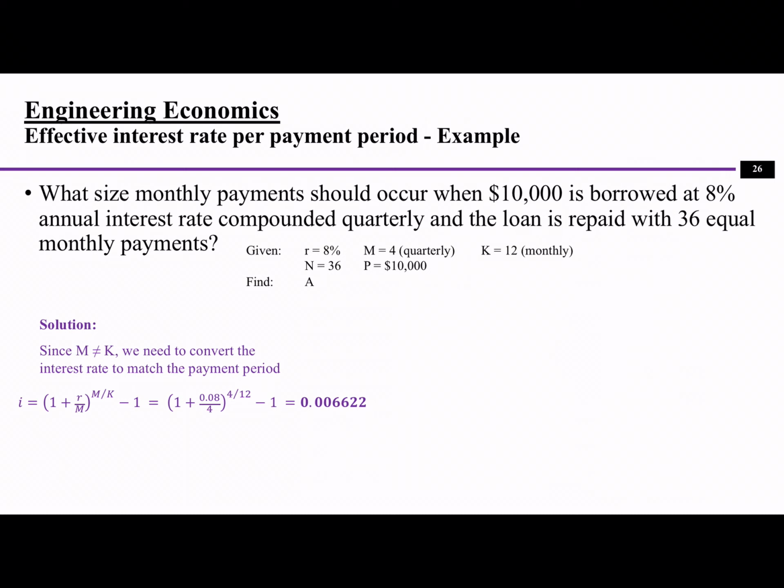So 0.08. And divided by what? Divided by 4, because how many compounded periods? It's 4 compounded periods during this 8% annual interest rate, right? 4 periods. The quarter is a basic period.